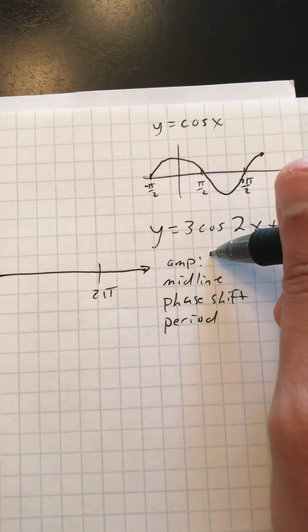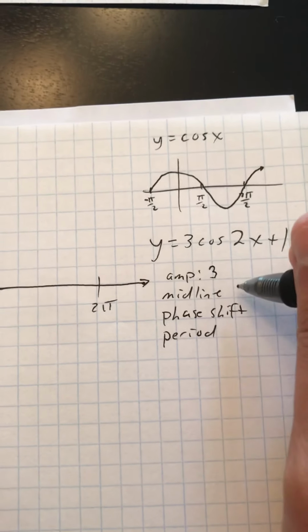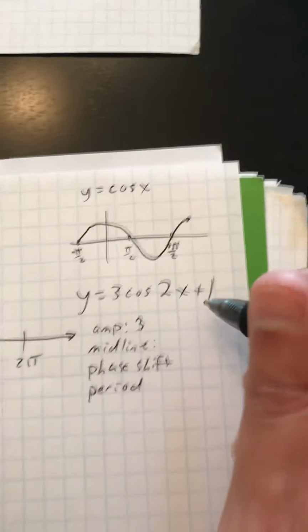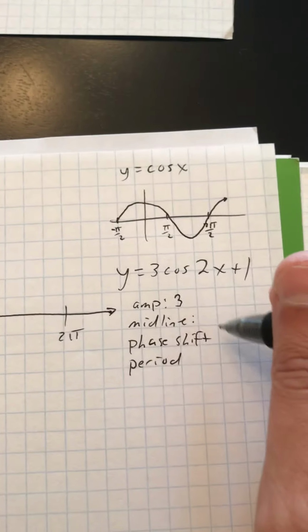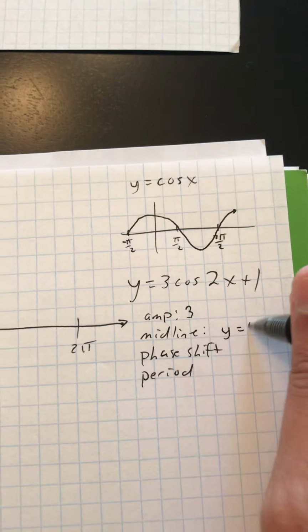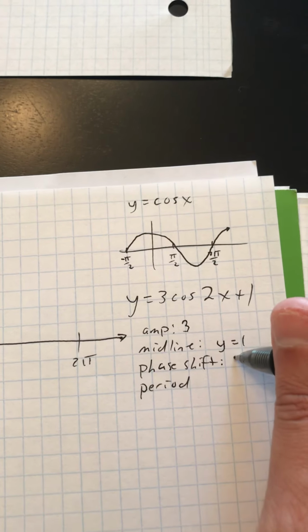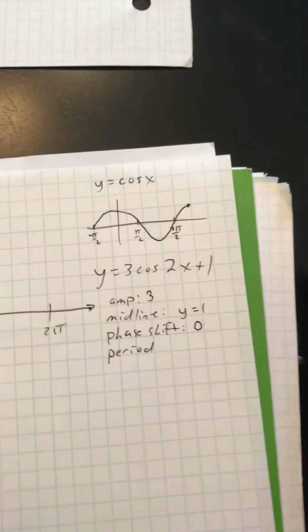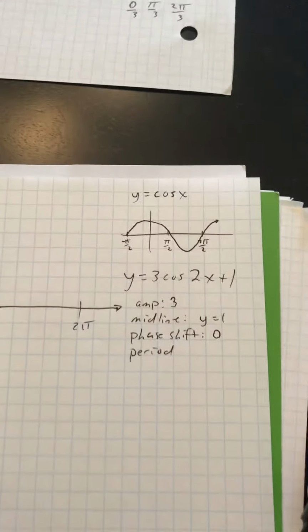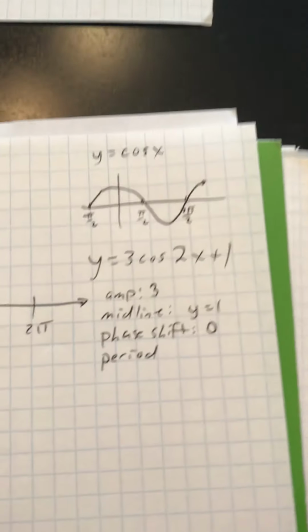The amplitude is going to be 3. The midline is going to be, if you look there, we've got a 1 added, so it's been shifted up 1. Midline is going to be y equals 1. There is no phase shift, so you can say it's 0 or it's not applicable, or just draw a line. The period, okay?